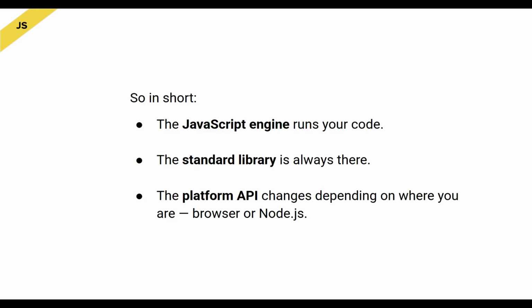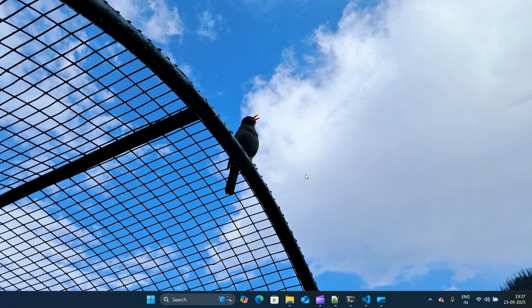So, in short, the JavaScript engine runs your code. The standard library is always there, whether it is browser or Node.js, doesn't matter. You always get the standard libraries. The platform API changes depending on where you are running your JavaScript, browser or Node.js. Now we will see a quick demo of running JavaScript in the browser and in Node.js.